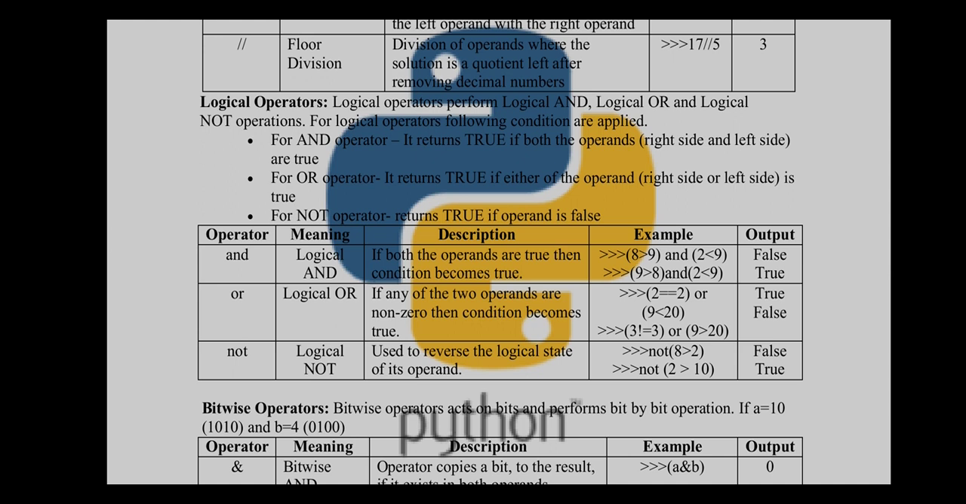So see here, if there are two conditions, that is, if you want to check 8 is greater than 9 and 2 is less than 9. When you have to check whether both of the conditions are true, then you want to perform the operation, so you have to use the and operator. If you want to check whether any one of the two conditions can be true and we have to move forwards, then you can use the or operator. And if you want to go for negation, then use the not operator. So see these outputs.